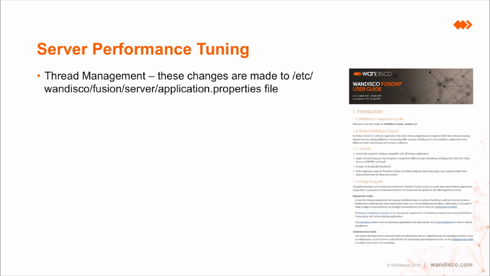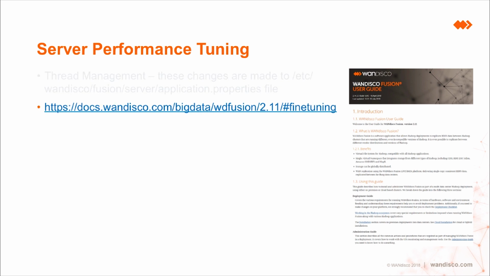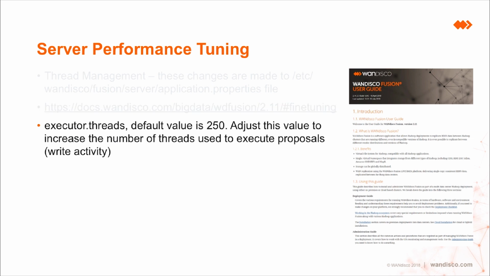Server performance tuning. Thread management changes can be made to the etc WANdisco Fusion Server applications property file. A good guide for this is in the fine-tuning directory, as you see on the screen. This document can be used as a guide to tune the server and has a lot of good information on what to try and what to experiment with.